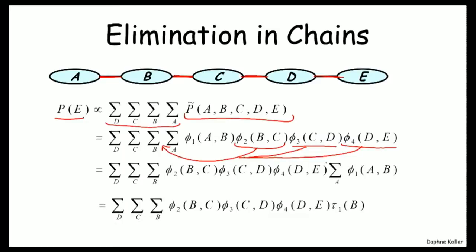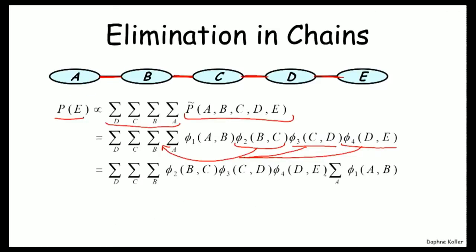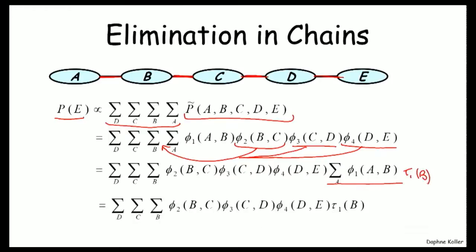Now this is a summation over a pairwise factor, and the result of this is a factor over a single variable B, which we're going to call tau 1 of B. And so we end up with an expression that looks like this.